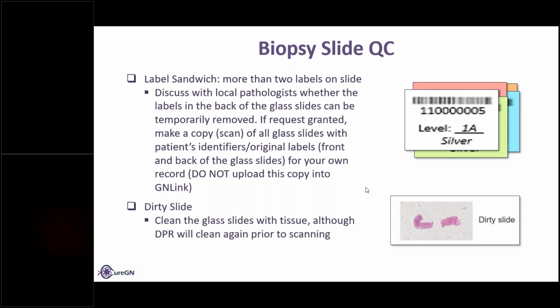can be temporarily removed. If the request is granted, make a copy of all the glass slides with the patient's identifiers and original labels, front and back of slides, for your own record. And do not upload this copy to GN link, especially since it's got the patient identifiers on it. And then that way, when you get them back, you can put the old labels back on. But yeah, if there's more than 2 labels, it's really hard for them to scan them.